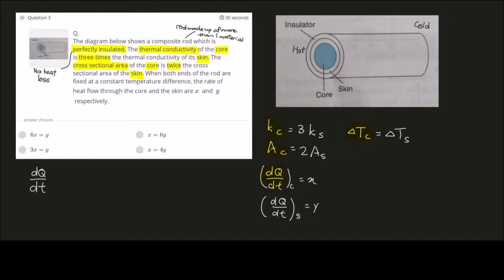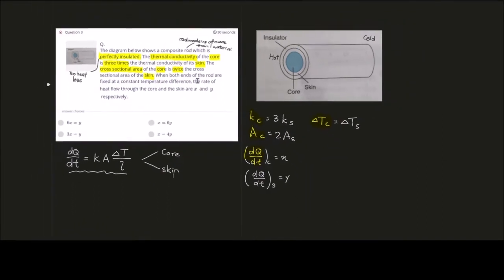dQ/dt equals KA delta T over, let's call it length. Some people call it x, some people call it length. As long as you know what the idea is, then it's fine. Okay, so with this situation here, you need to compare this equation for the core and the skin. So let's try to do it right now. So let me zoom it out a little bit.